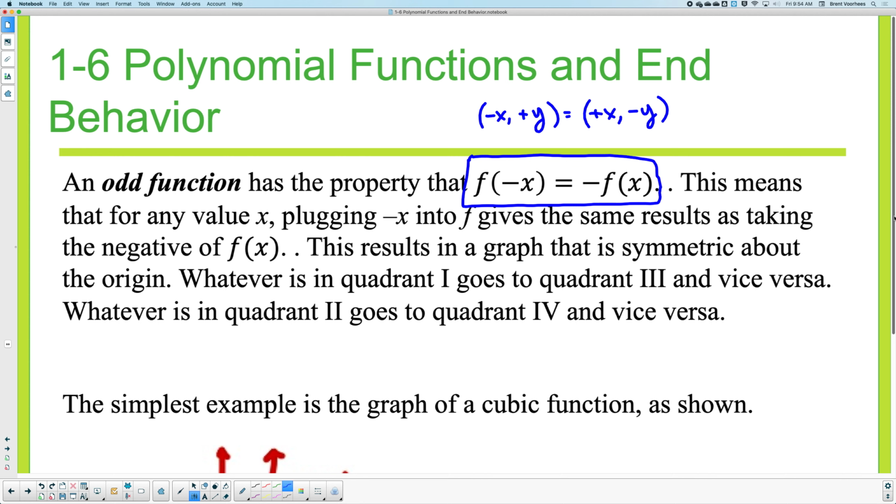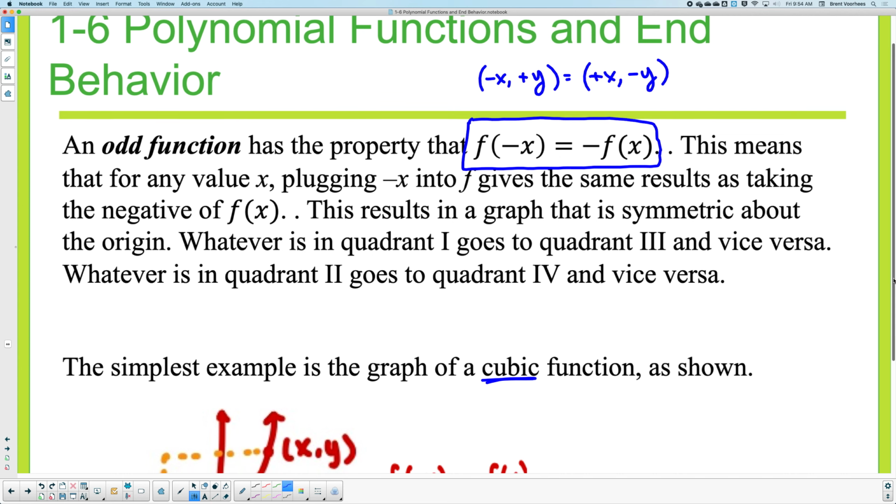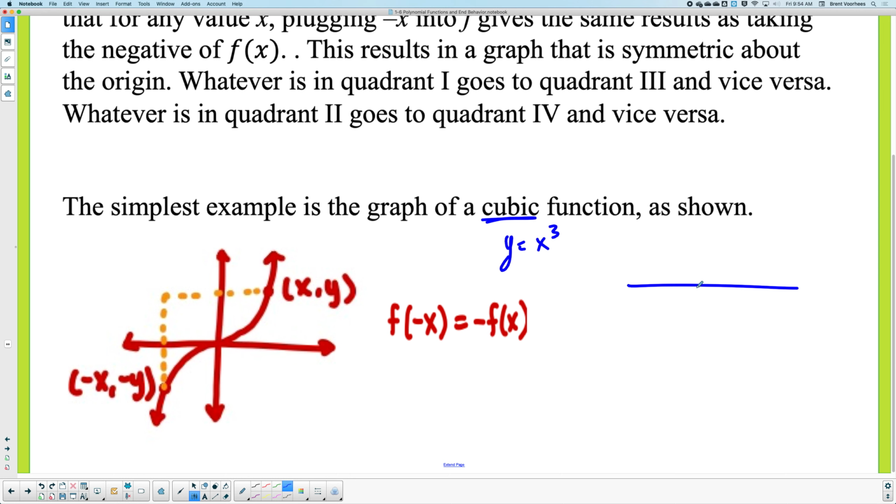The example they use here for an odd function is cubic. What's the equation of a cubic function? y equals x cubed. Okay, so let's just draw a table real fast, and we'll try this out. Here's our x, y equals x cubed. And I'm going to do the same two sets of numbers again. Let's start with -2 and +2. Let's see what we get. If you took -2 and you cubed it, that means -2 times -2 times -2. You would have 3 negatives. Is that a positive or negative number? Negative. And 2 times 2 times 2?